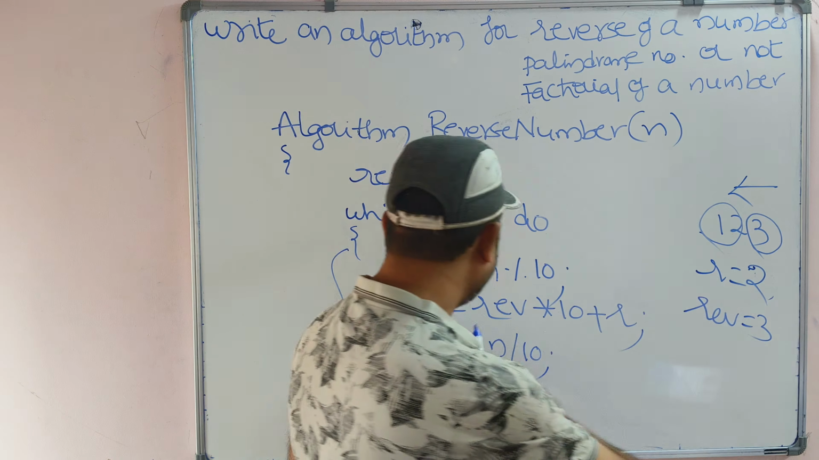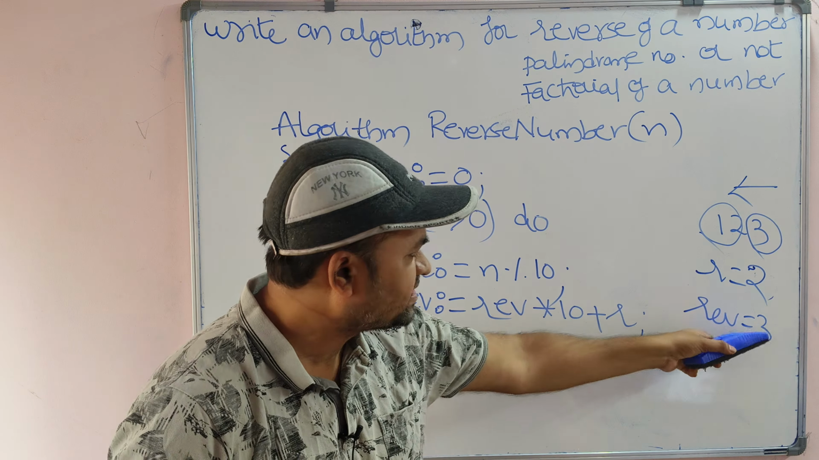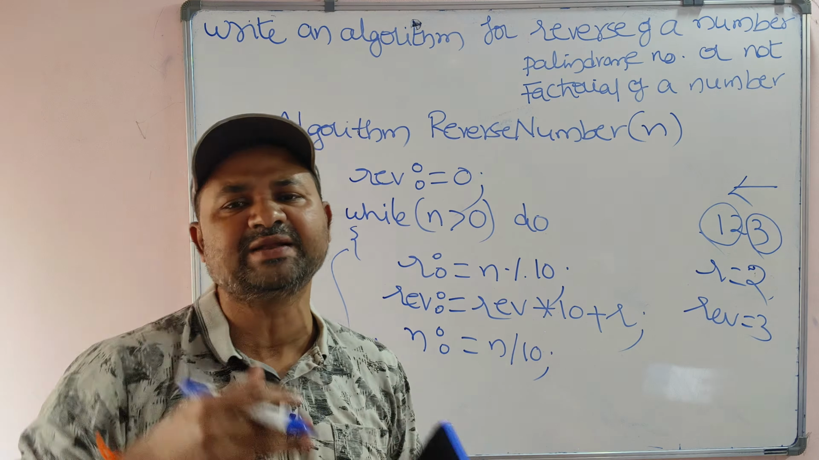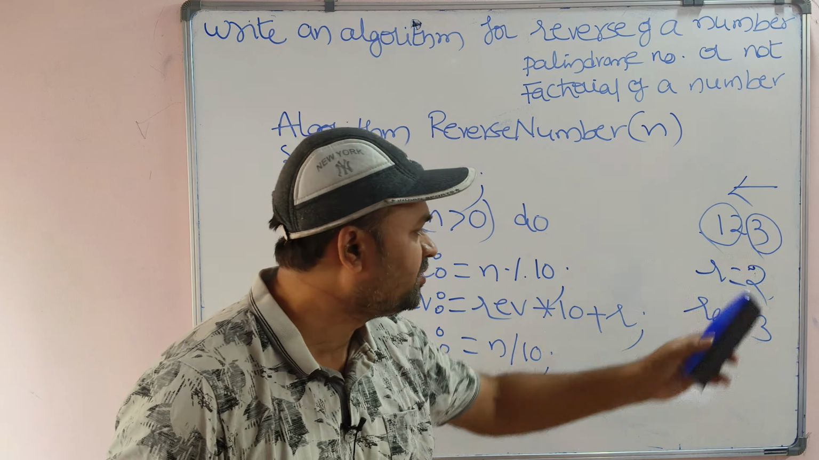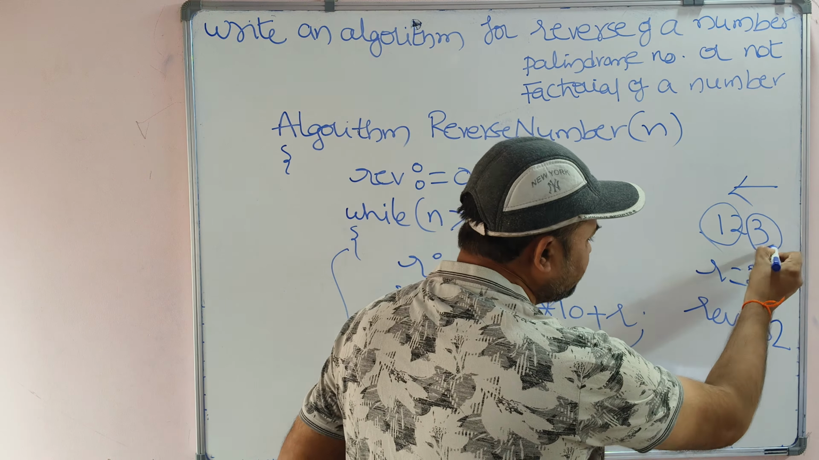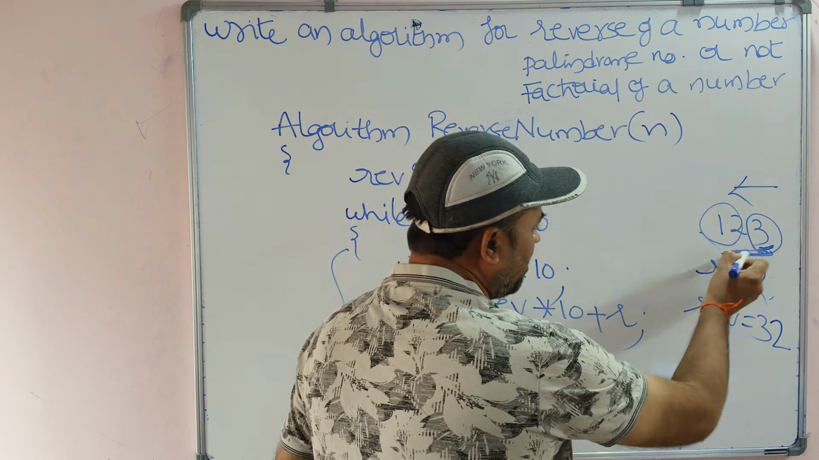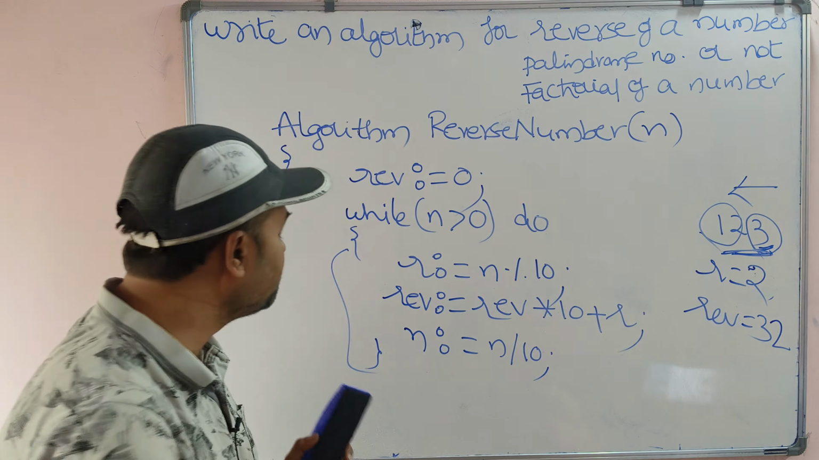Next, reverse equal to reverse into 10 plus r. So what is the previous value in reverse? 3. 3 into 10 means 30. So 30 plus 2 means 32. So now reverse is 32. So after the first iteration, reverse contains 3. After the second iteration, reverse contains 32. After the third iteration, reverse contains 321.